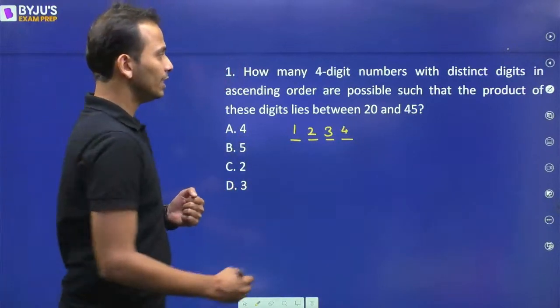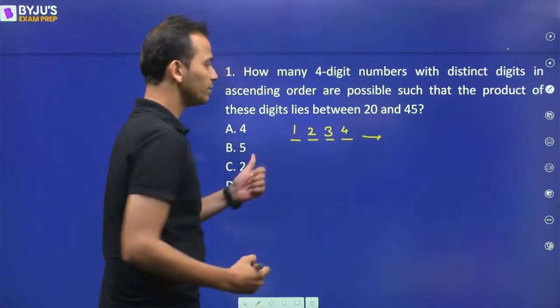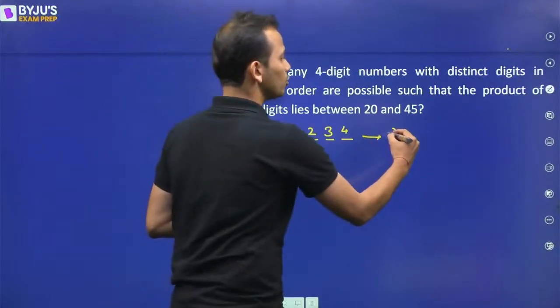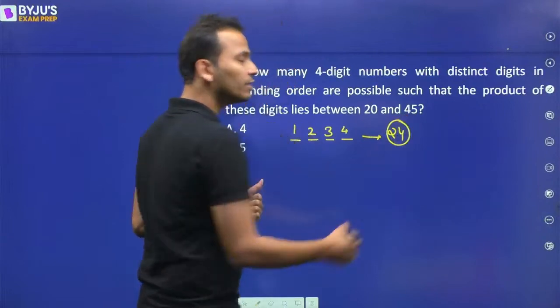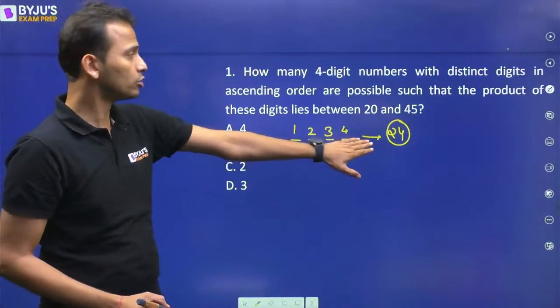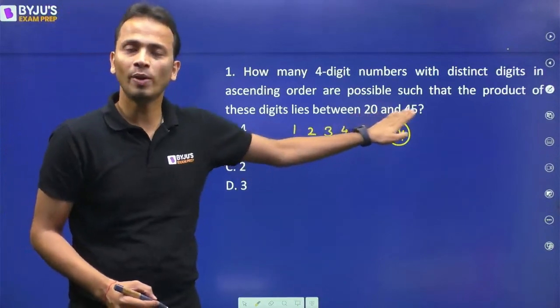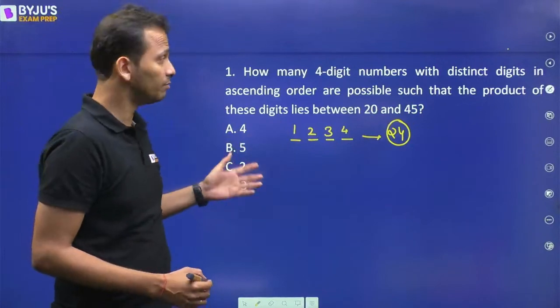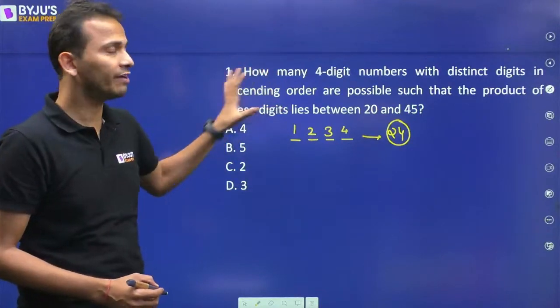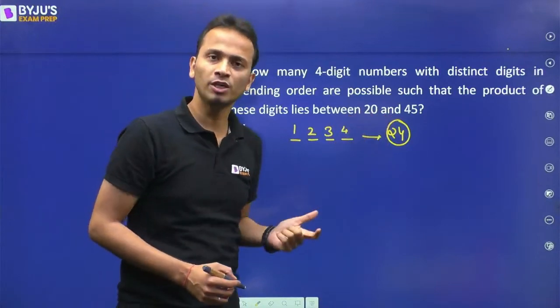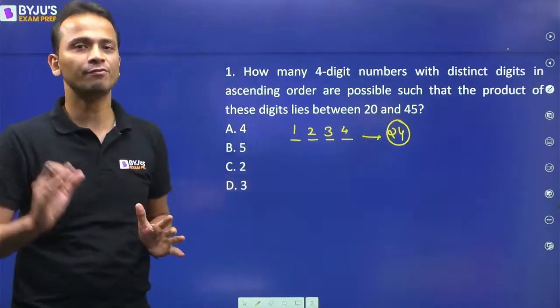1234. Now what is the product of these digits? 1 into 2 into 3 into 4, that is 24. 24 is the product of these digits and it qualifies as my number because the product of the digits should lie between 20 and 45. So yes, the smallest 4-digit number of this type with the given conditions also satisfies the last condition that the product of the digits is lying between 20 and 45.